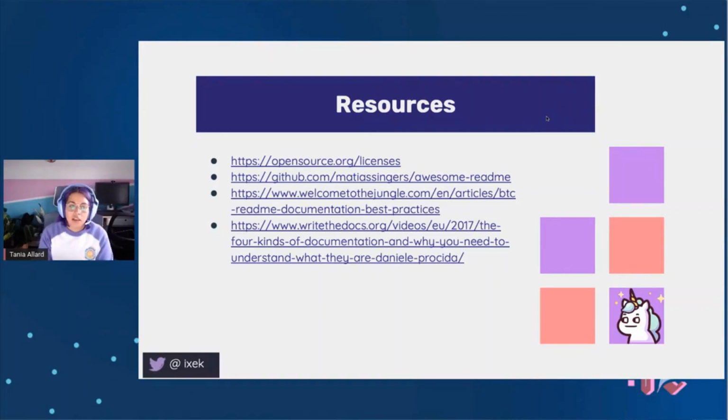And the last link is for an amazing presentation from Daniele Procida. He is amazing for Write the Docs, and it's about the 4 kinds of documentation and why you need these different kinds of documentation and what they are for. So these also will help you to set the context for the kind of examples and onboarding guides that you might add to your READMEs to welcome new users or new contributors.